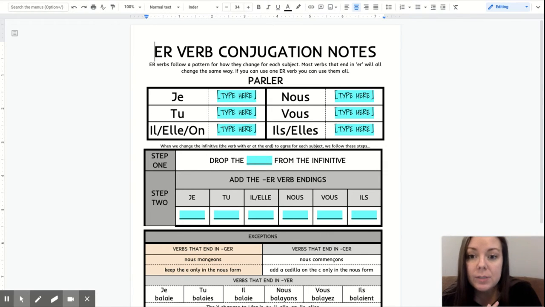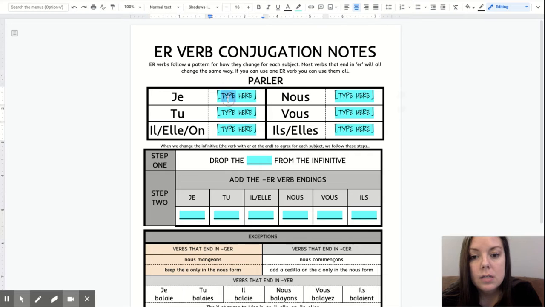So all of those verbs that end in ER, the majority of those are going to follow the same pattern. So once we learn this pattern, any verb that ends in ER, we can use those verbs. Okay, so we're going to use parler as our example right here. So parler with that ER on it means to talk.